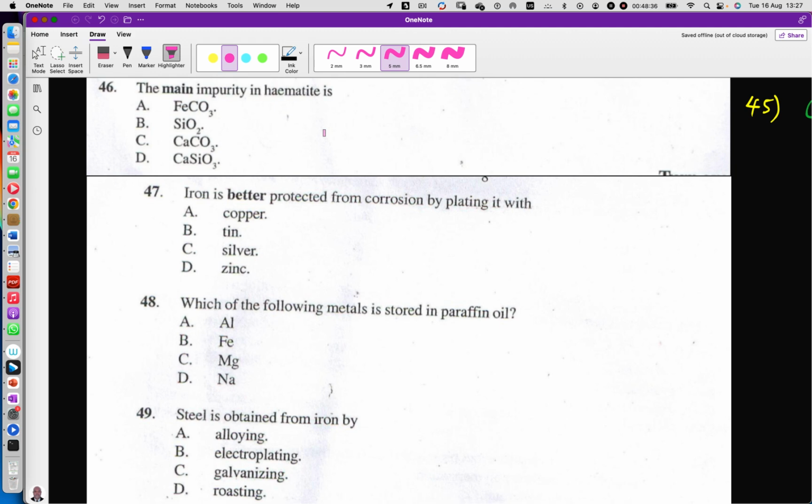The main impurity found there is silicon dioxide, which can be removed using calcium oxide. When calcium oxide reacts with silicon dioxide, calcium silicate will be formed, which will be deposited in a molten state at the bottom. So our answer for the impurity found in the hematite is B. 46 is B.